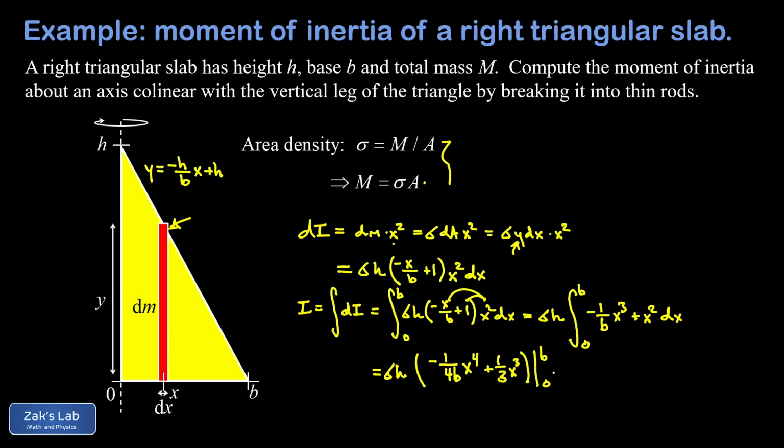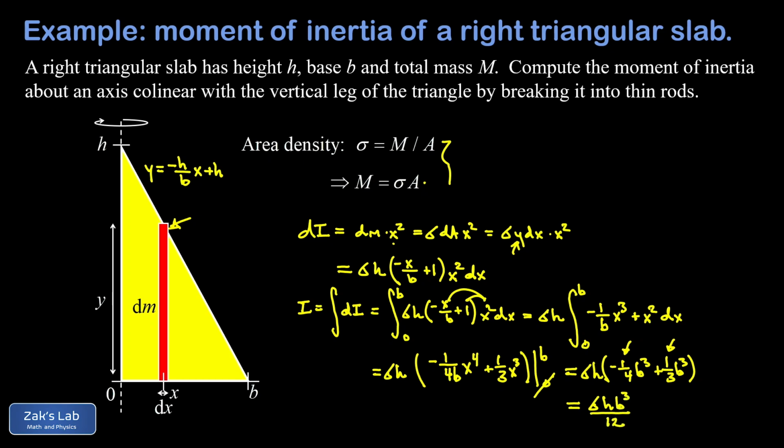When we sub in the lower limit, we get 0 because each of those terms vanishes. When we sub in the upper limit, in the first term, we end up with a b to the 4th, and one of those b's is going to cancel, leaving us with a negative 1/4 b cubed. And then in our second term, we have a plus 1/3 b cubed. So the b cubed can be factored out, and then the common denominator between negative 1/4 and plus 1/3 is 12. So I have 4/12 positive and 3/12 negative. So I end up with just a 1/12. And if I smash everything together here, I have sigma h b cubed over 12.